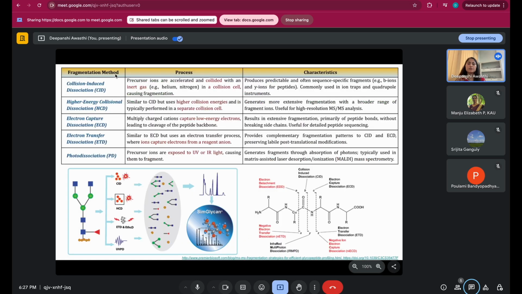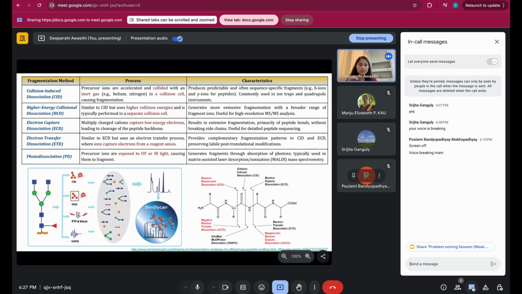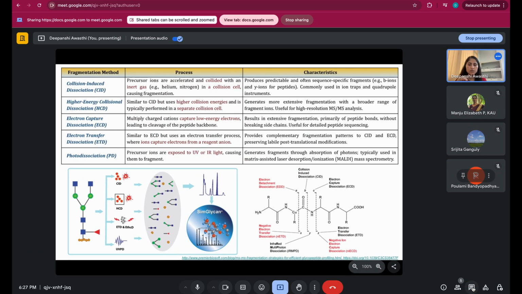Now we'll look into different fragmentation methods. So till now, is everything clear? Are you able to follow? Okay, thank you.